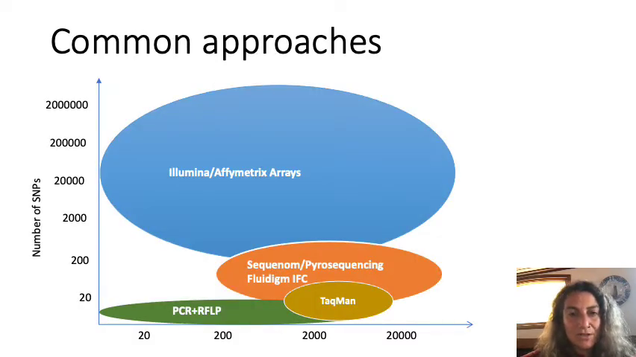Here on this slide, you see the most common approaches used for genotyping SNPs, and depending on your study, you will most likely be using one of these. What are those? Illumina and Affymetrix arrays. On the y-axis, you see the number of SNPs that are easily captured, and on the x-axis, you see the number of individuals. And then what do we have? We have PCR, RFLP, Sequenom, pyrosequencing, Fluidigm platforms, and TaqMan.